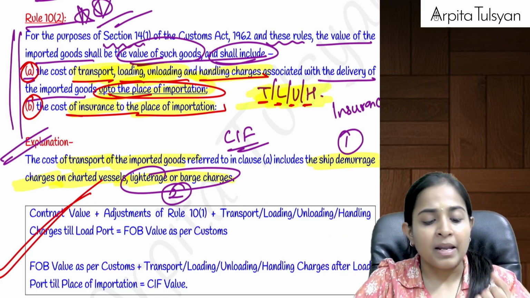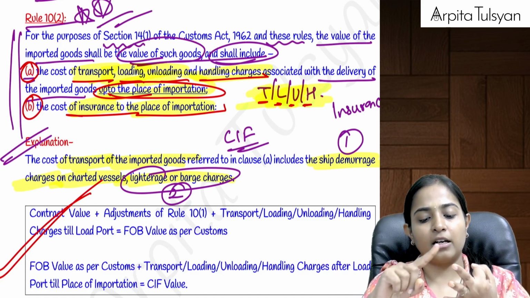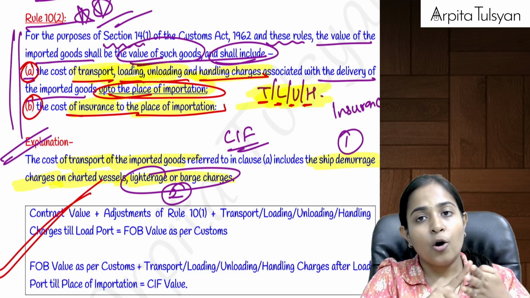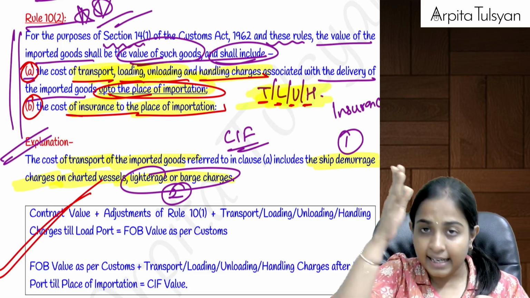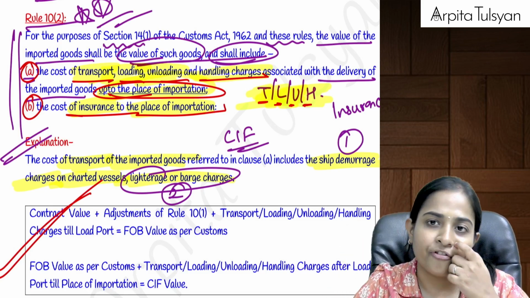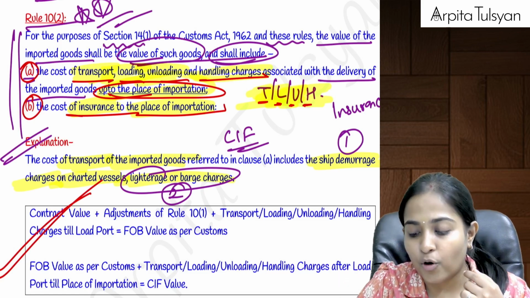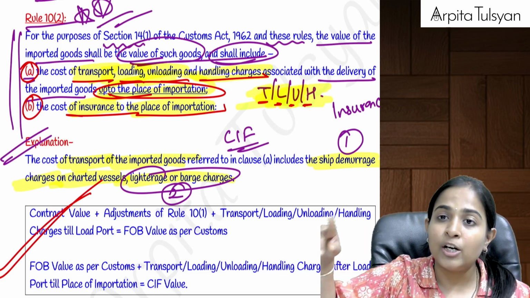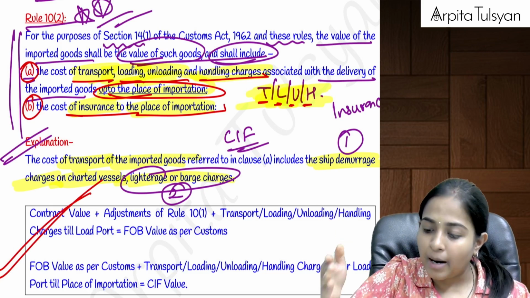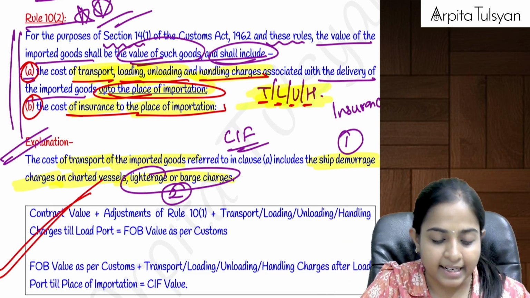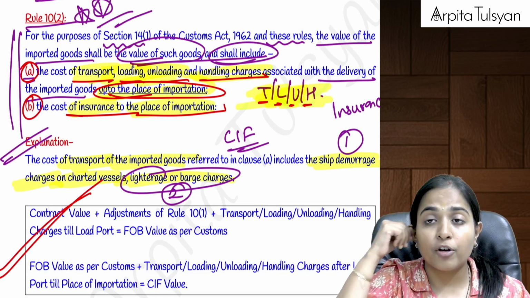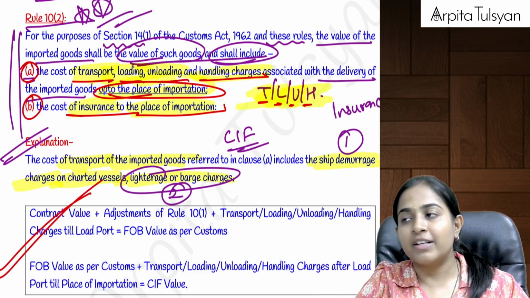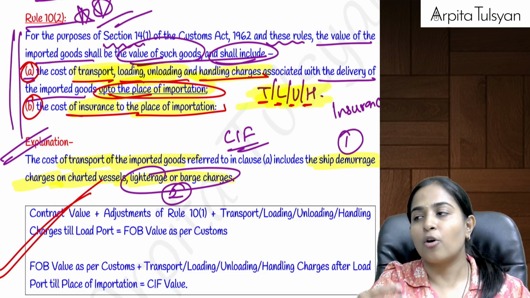10.2a says that transportation cost, freight, loading, unloading, handling charges, right from his factory till the place of importation, will be added to the cost. And next, in 10.2b, the insurance cost up to the place of importation will also be added to the value for the purpose of customs duty valuation.